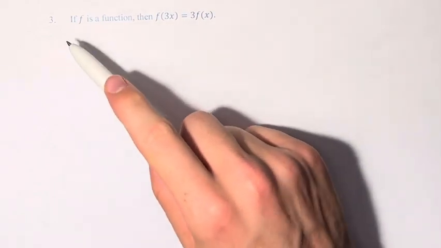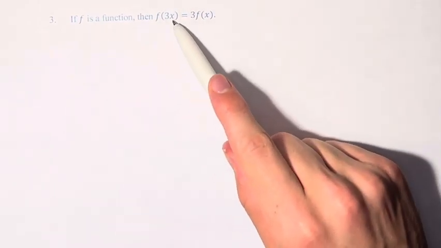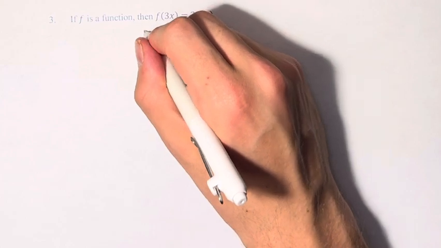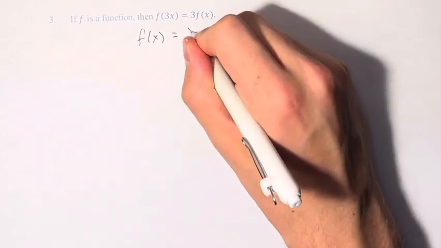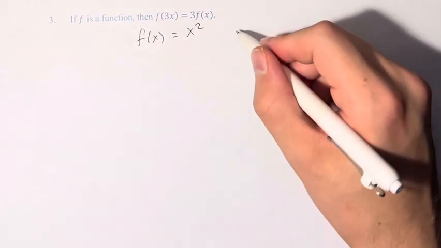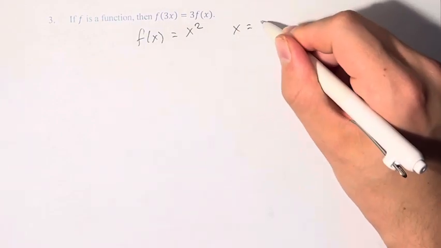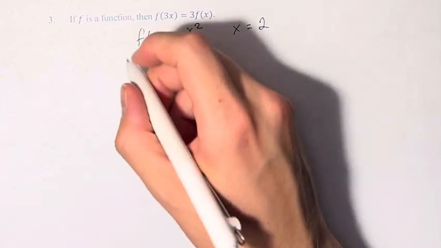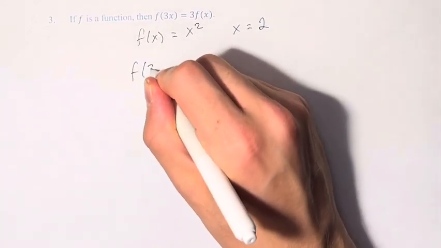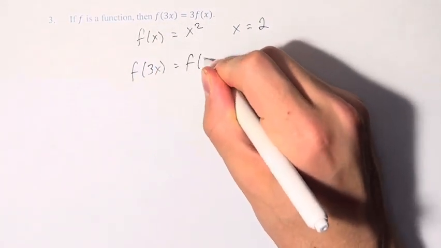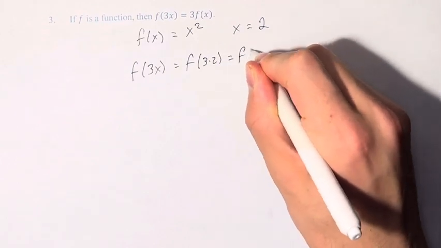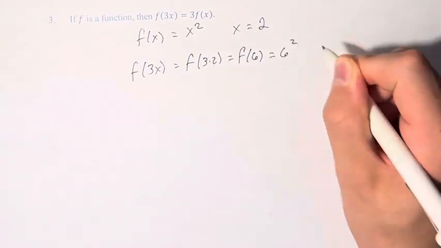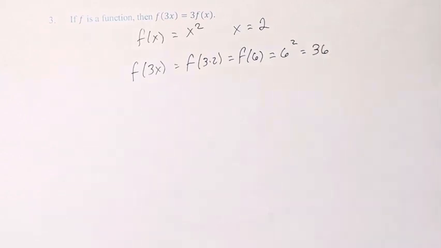In this problem, we're asked: if f is a function, is f of 3x equal to 3f of x? To prove this is false, I'm going to use the function f of x equals x squared as an example, where x, let's say, is equal to 2. f of 3x is f of 3 times 2, which is f of 6, which is 6 squared, which is 36.